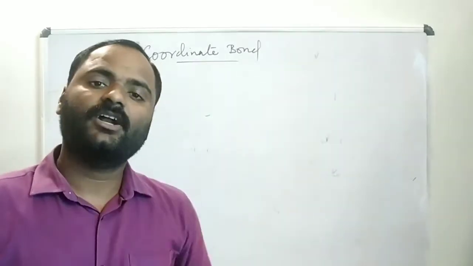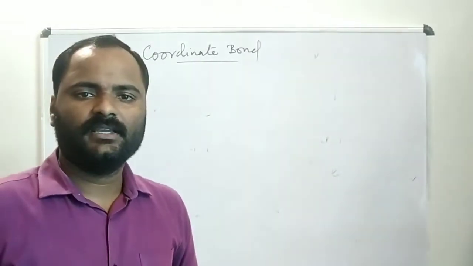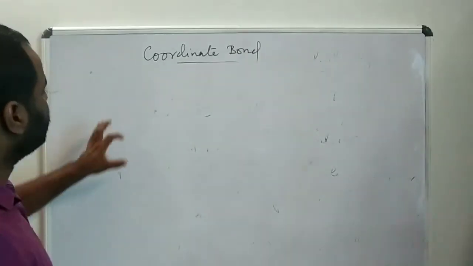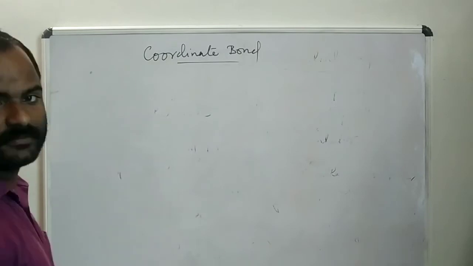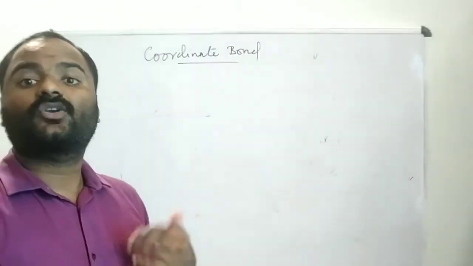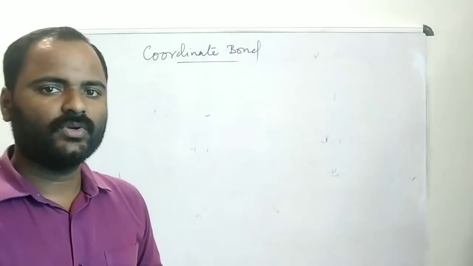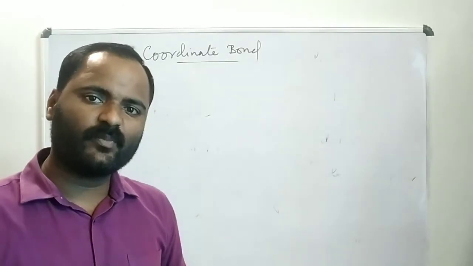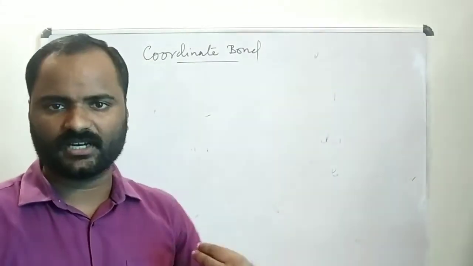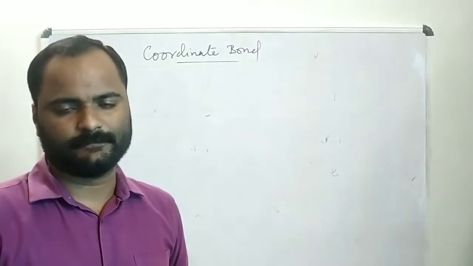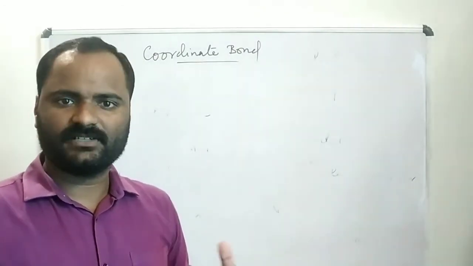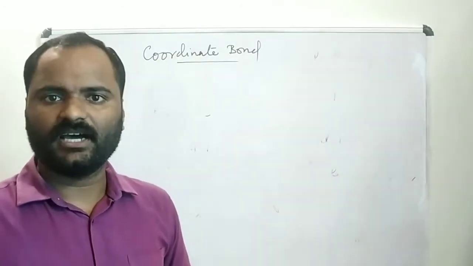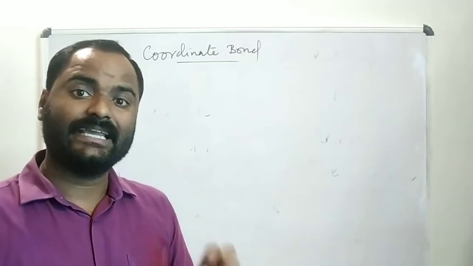So the electrons are contributed by only one atom. It is also known as bonding by electron pair donation. When this bond is formed between two atoms, the two electrons are contributed from only one atom, and from the other atom there will not be any electron. So that atom is electron deficient and the other atom has already completed its octet.